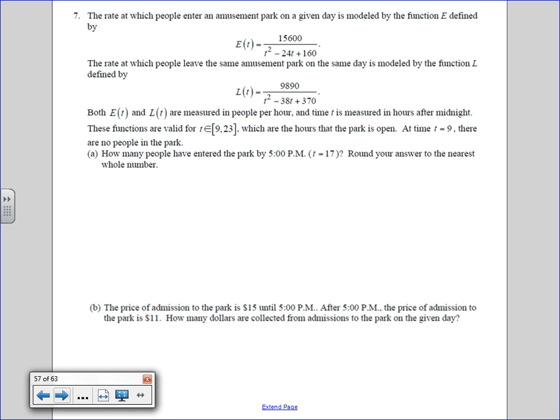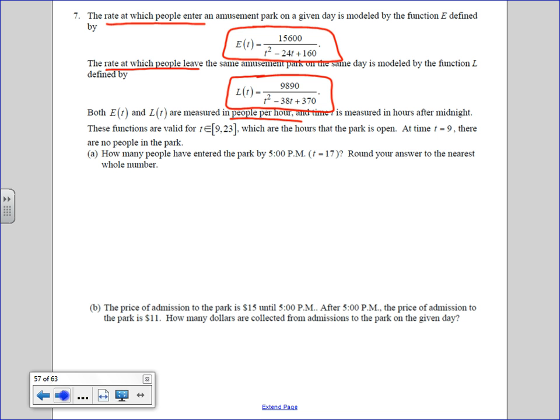Hey guys, what's E stand for? Not enter. Be specific. Rate of entry, measured in people per hour. What's L stand for? Rate at which people leave, measured in people per hour. When's the park open? What's that mean? T equals 9. 9 hours from midnight is 9 a.m. Okay, so it opens at 9 a.m.